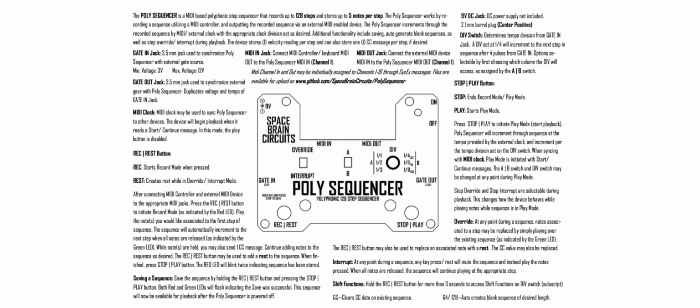During play mode, step override and step interrupt are selectable during playback. This changes how the device behaves while playing notes while sequence is in play mode. Override at any point during a sequence. Notes associated to a step may be replaced by simply playing over the existing sequence, as indicated by the green LED. The rest button may also be used to replace an associated note with a rest. The CC value may also be replaced.